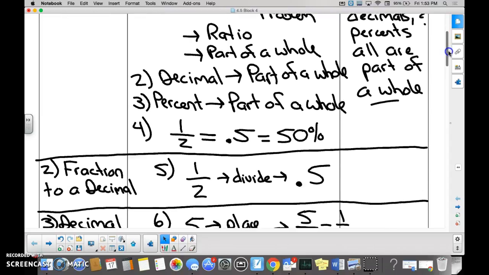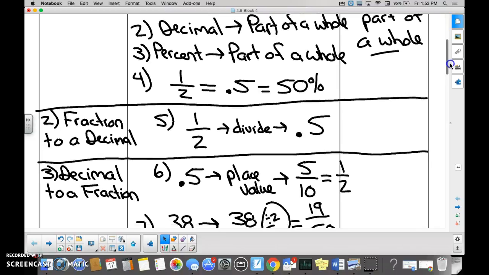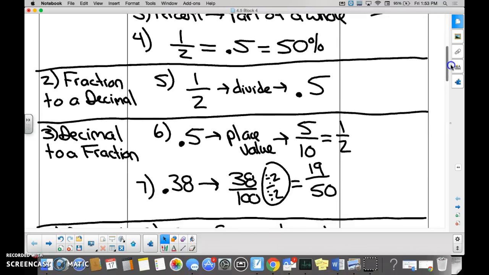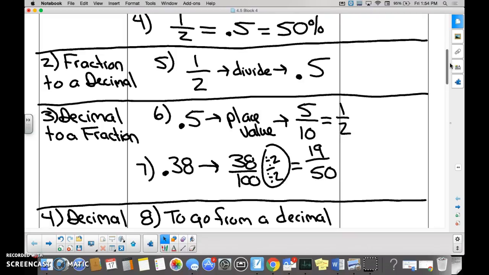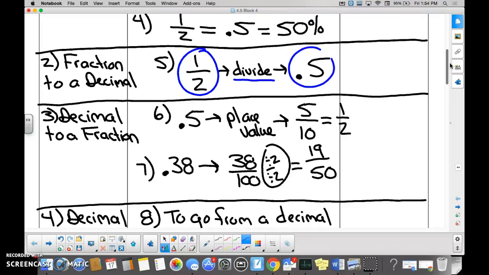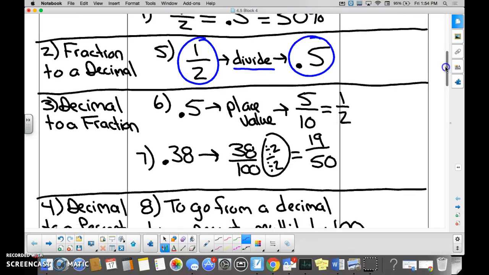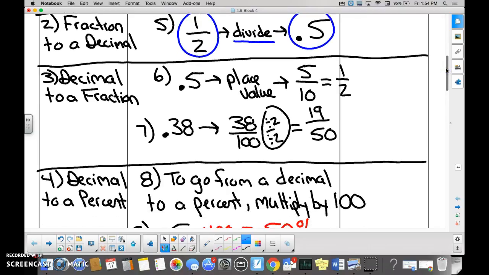Okay, so there are 6 different things you need to be able to do, you guys. So I'm going to just fly through these really quick. Fraction to a decimal. How do you go from a fraction to a decimal? Divide. You divide. So if this is my fraction, I would divide 1 and 2. 1 divided by 2 on my calculator, and I get my decimal. Yes, no? Yes.